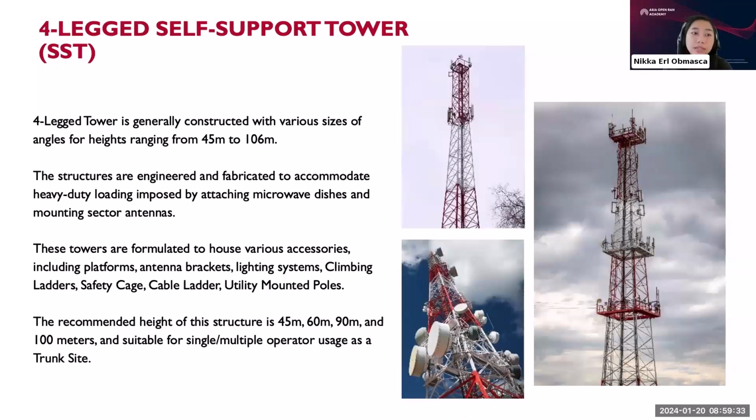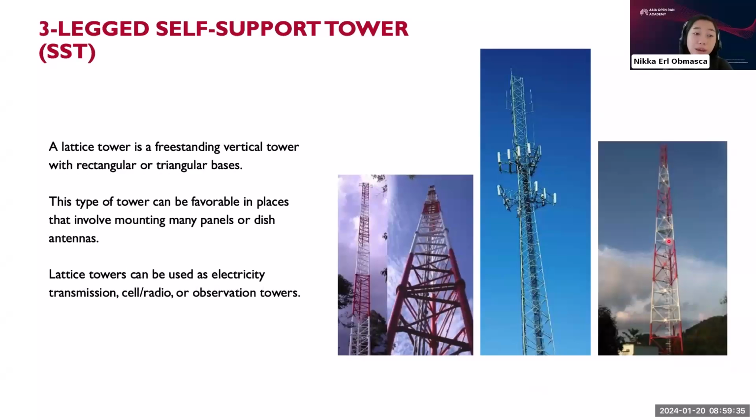So next we have the three-legged self-support tower. This one is a lattice, and it is a freestanding vertical tower with rectangular and triangular bases. It is favorable in places that involve mounting panels or dish antennas. This is mostly used for electricity transmission, cell or radio, or as an observation tower.